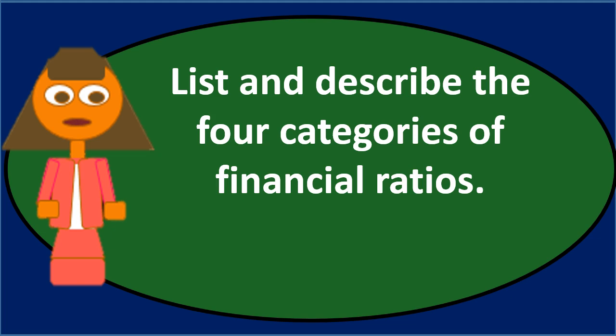Keeping that in mind, let's take a look at this one more time. List and describe the 4 categories of financial ratios. One way to add more discussion oftentimes is to try to take a step back and say, okay, what are financial ratios? How do they fit into the big picture? What's going to be the goal and objective of the financial ratios?